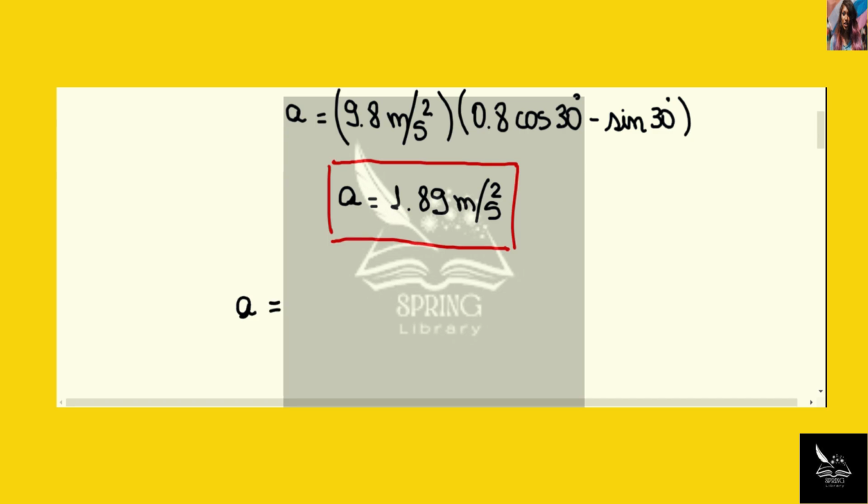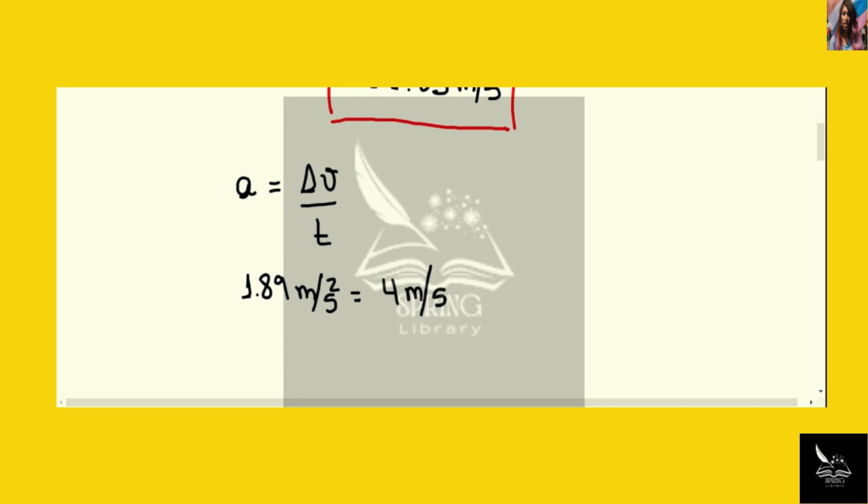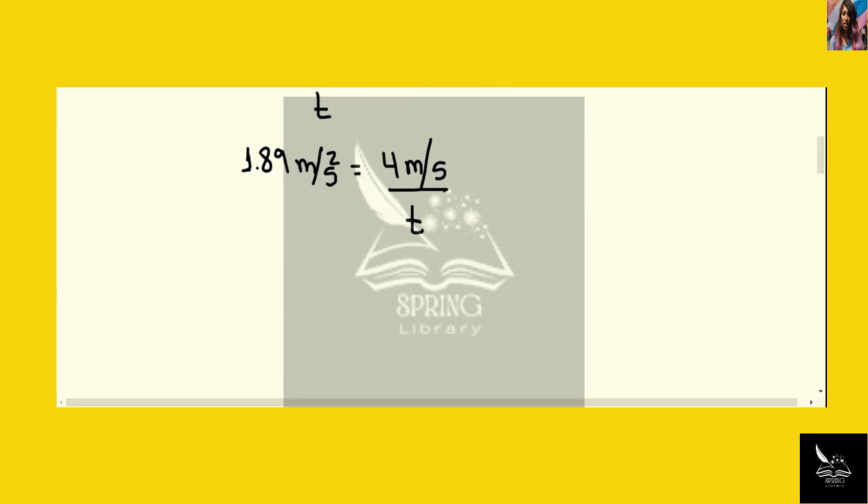So note that the acceleration is equal to delta v divided by t. Now the acceleration is positive, meaning that it's pointing upwards, so delta v is positive. So we have 1.89 meters per second squared is equal to 4 meters per second, that's the magnitude of the difference in speed, divided by t. So t is equal to 4 divided by 1.89 seconds, and this is 2.11 seconds, which is the answer to our exercise.